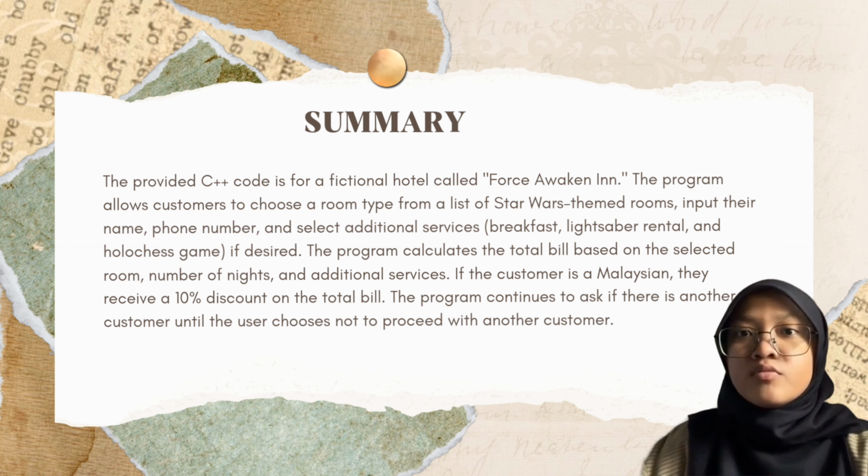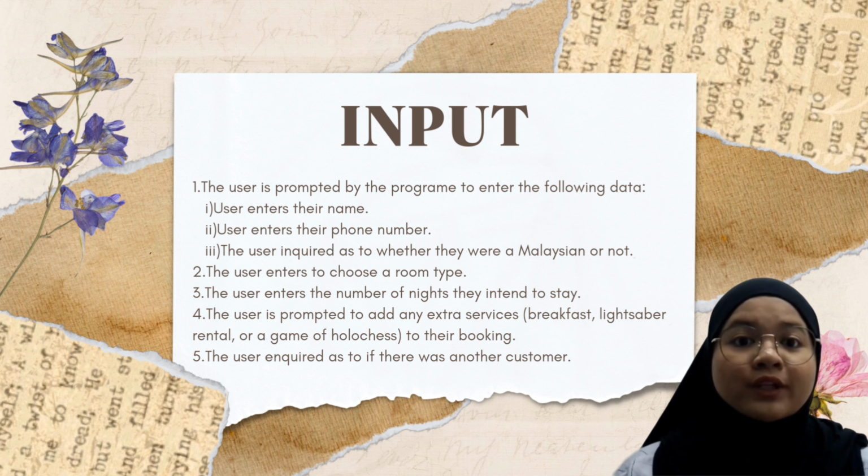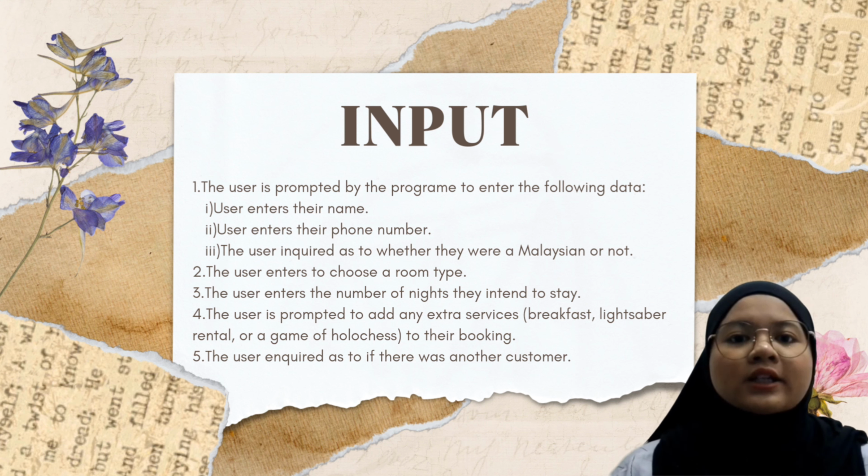Next, I will explain about our input. First, the user is prompted by the program to enter the following data. The user needs to enter their name and then their phone number. And the user is asked whether they are Malaysian or not. Second, the user chooses a room type. Third, the user enters the number of nights they intend to stay.